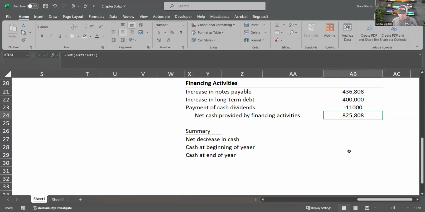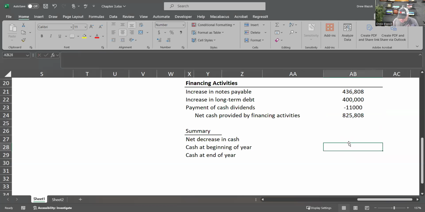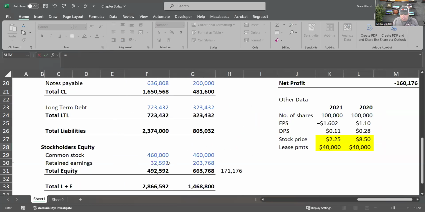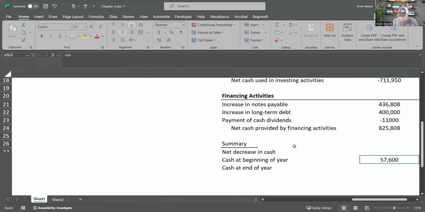825,000. We're almost done. All right, we're going to do a couple things here. I corrected everything. Spell check. Looks like I didn't save it when I corrected it. All right, so I'm going to show a couple ways of doing this. I'm going to go to cash at the beginning of the year. Well, how do we find out how much cash we have? I'm going to pull that in on the balance sheet. Top of the balance sheet is cash. Well, how much cash were we at the beginning of the year? That's 2020. It's 57,600. That's what we brought in.